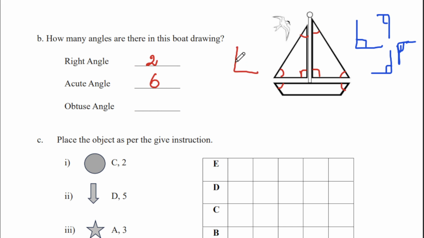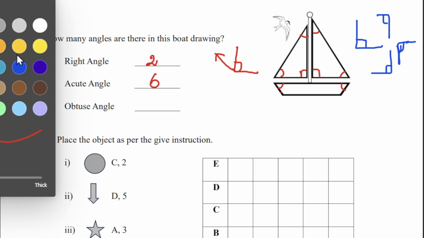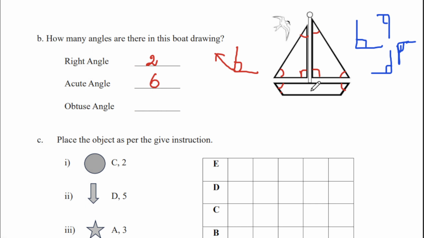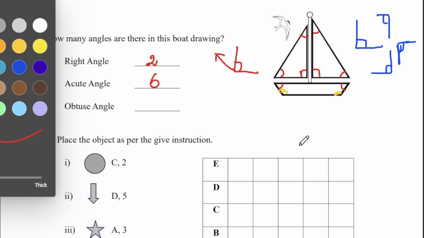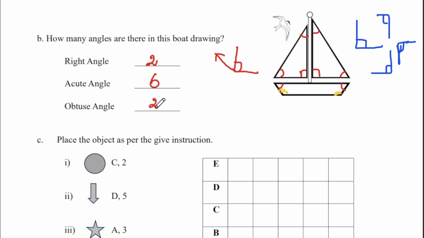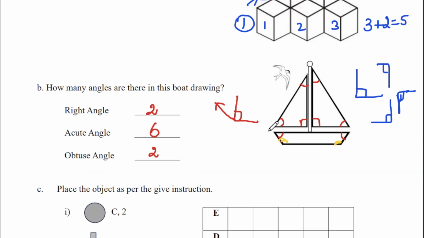For example, if you have the right angle like this, the obtuse angle will be like this, greater. So this one, if you see, I'm going to draw in maybe yellow color, the obtuse angle. So these two are obtuse angles. So how many obtuse angles do we have? We have 2 obtuse angles. Okay.